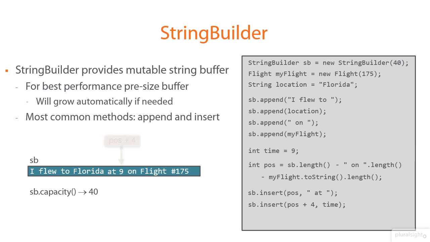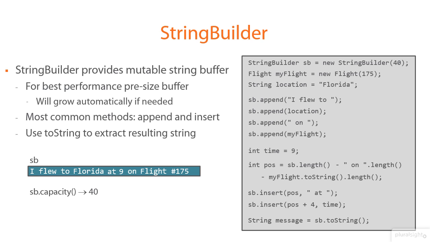So now we've got our content built exactly as we want it, but it's not quite a string yet. The way we get the string out is the way we get the string out of any other class. We simply call the toString method. So inside of here, if we say string message equals sb.toString(), message will then get the actual string: I flew to Florida at 9 on flight number 175. So StringBuilder gives us a really efficient way of building and manipulating strings.